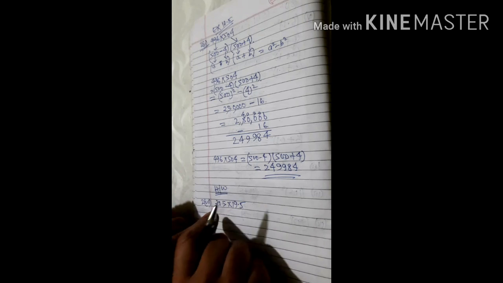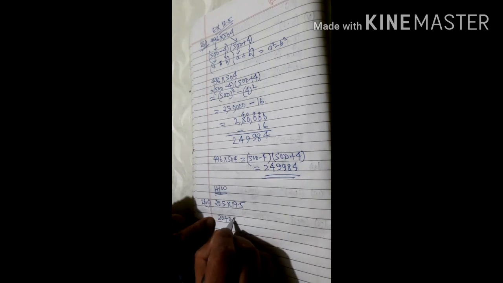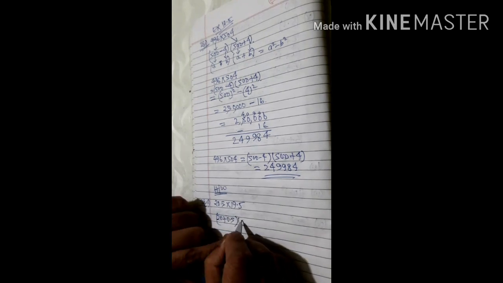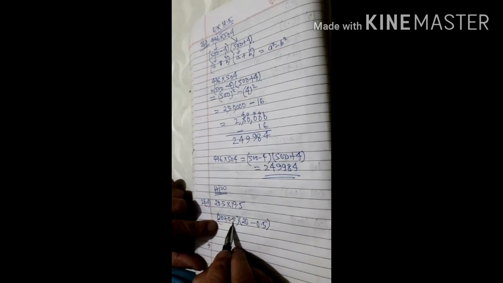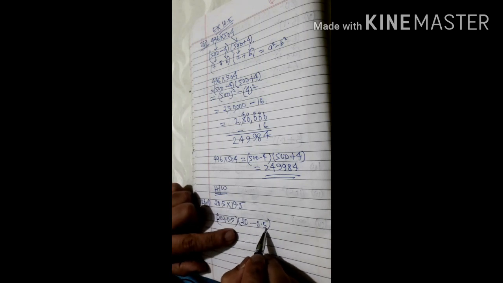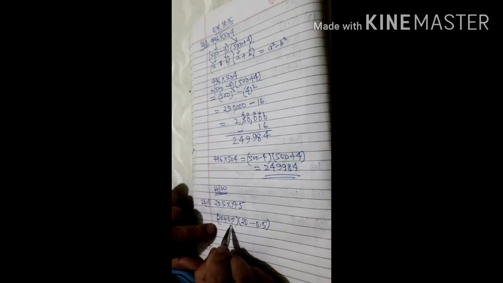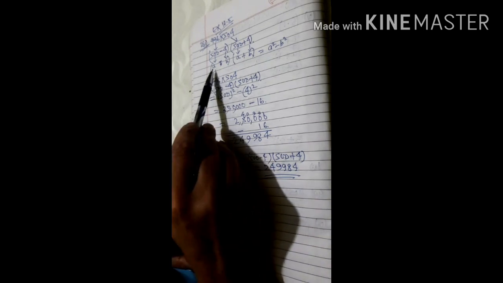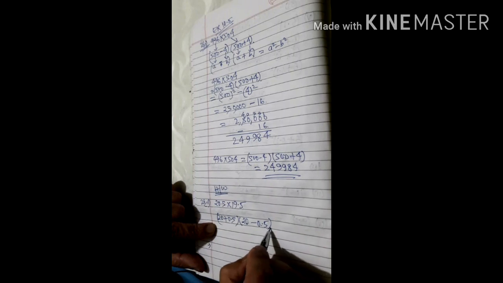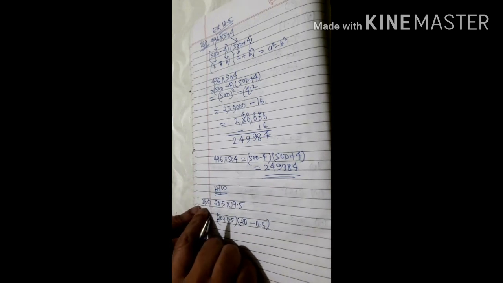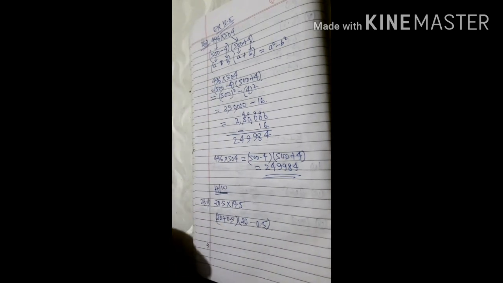How can we write this in the form of a plus b into a minus b? 20.5 can be written as 20 plus 0.5, and 19.5 can be written as 20 minus 0.5. So this is a, this is b: a plus b multiplied by a minus b. You use the same equation: a minus b multiplied by a plus b is equal to a square minus b square. This I'll leave up to you. From here onwards you follow the same process, and that will fetch you the answer.